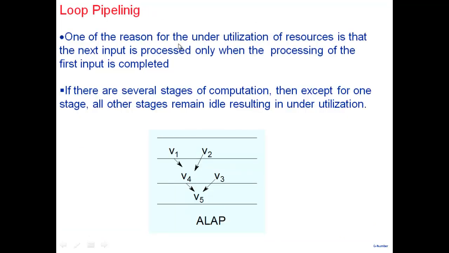right? So one of the reasons, if you examine the schedule for underutilization of resources, is that the next input is processed only when the processing of the first input is complete. If there are several stages of computation, then except for one stage, all other stages remain idle, resulting in underutilization. Well, I can't carry out these 2 multiplications unless this is over and this is over, and then I come back to the first stage, right?